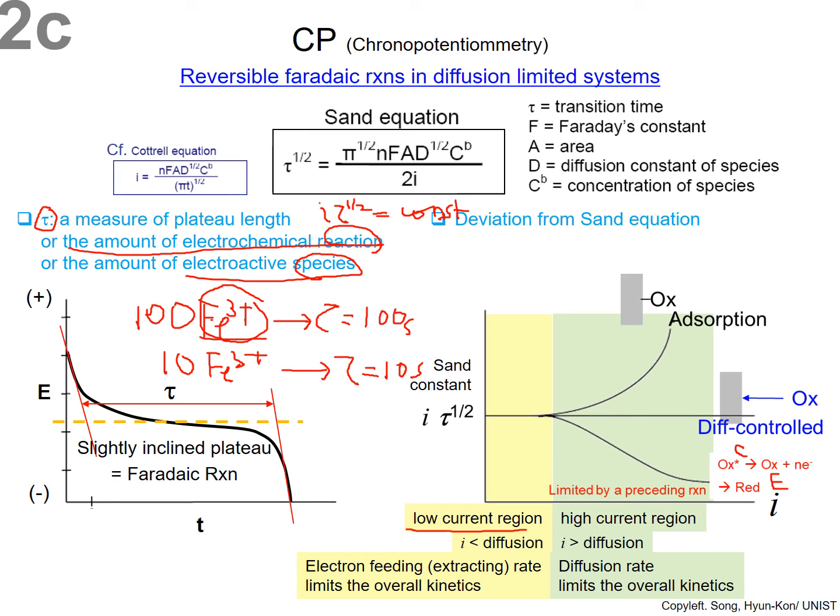So at the low current region, the E step is slower than the C step. So current would limit or determine the overall kinetics. So it will follow the Sand equation. However, at the high current region, the C step is slower than the E step. So the overall kinetics is limited by the C step, Ox star going to Ox. So we would have the negative deviation from the Sand equation.